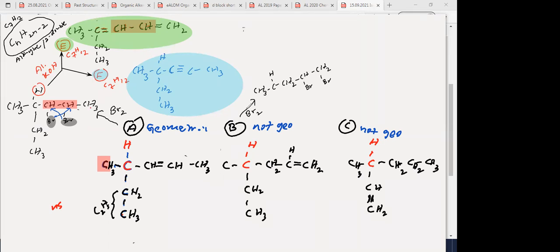Adding Br2 and removing HBr. Then you can get, this side you get what? CH2, CH3. Right. Then when you remove HBr, you can get the structure G. From B you get a structure G. B forms compound G. Right.